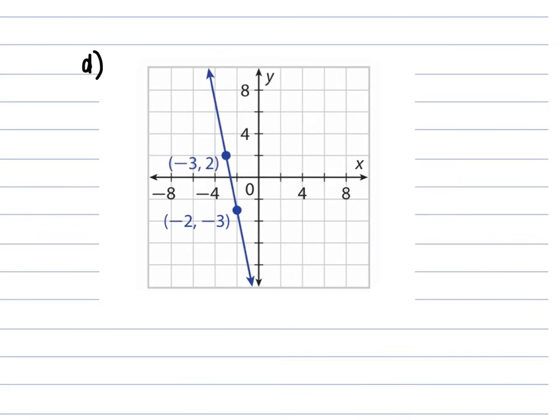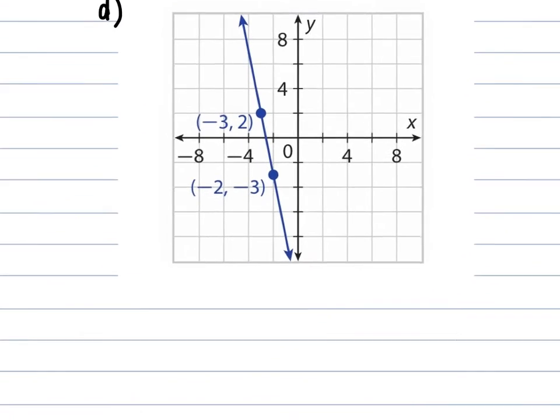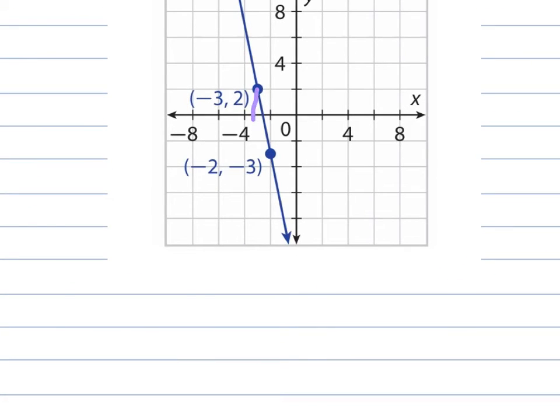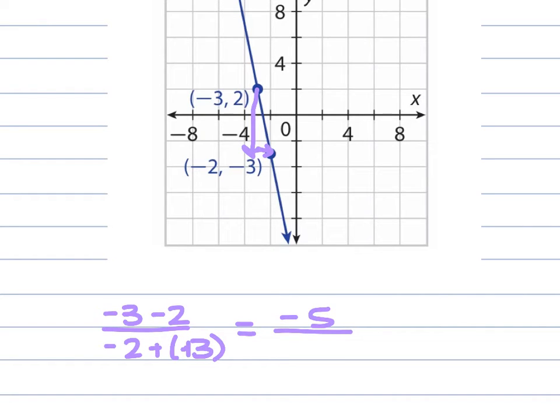For D, again, we can use those 2 points. If we did that, we are going down and to the right, so this is going to be negative. We're going to have negative 3 minus 2 over negative 2 minus negative 3. So negative 3 minus 2 is negative 5. Add the negative 2 and the 3. It gives us 1. So this is just negative 5.